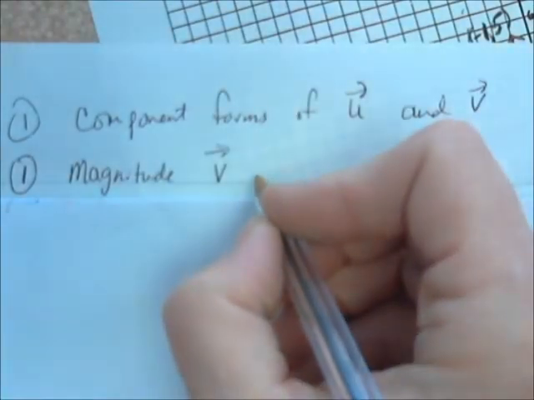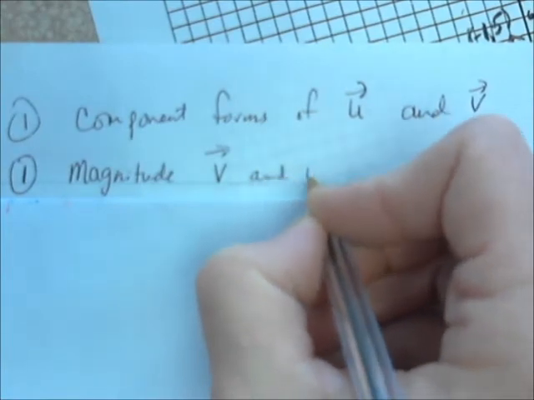First of all, can you write each one of those vectors in component form? Number 1. Number 2, can you find the magnitude? You might just as well find the magnitude of both of them. And the direction of both of them.